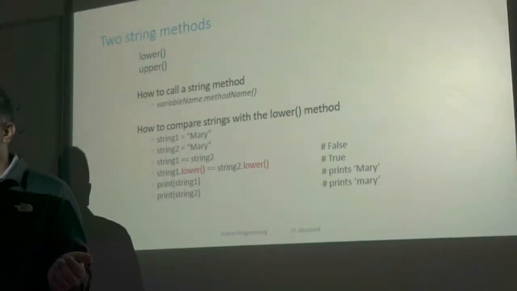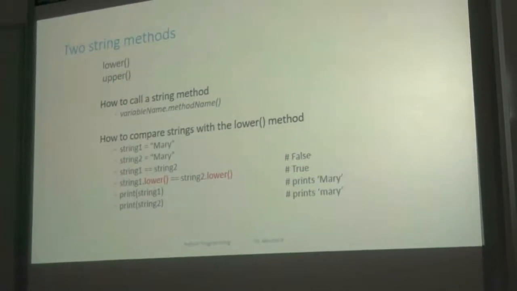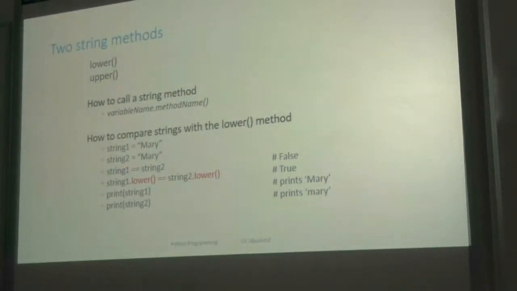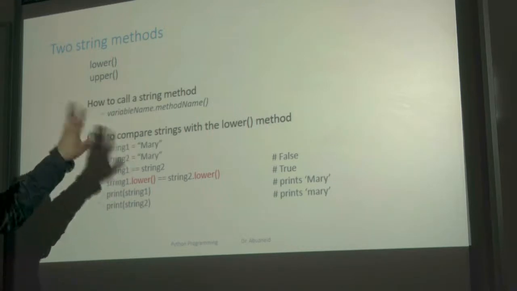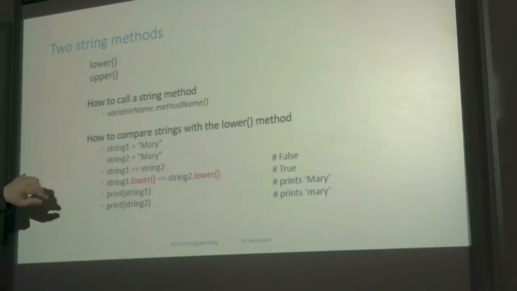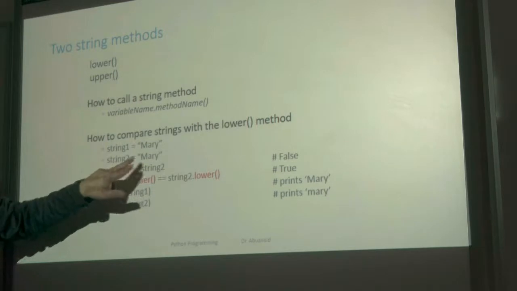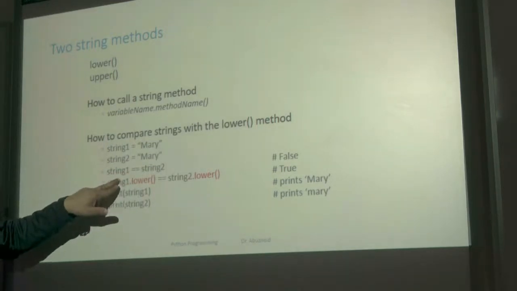As we said, Python is built of classes, and each class has methods. So if you need to call a method from a class, you have to call the class first. So for example, in here, we'll talk about this later. If I have string 1, Mary, and string 2, Mary, does string 1 equal string 2?